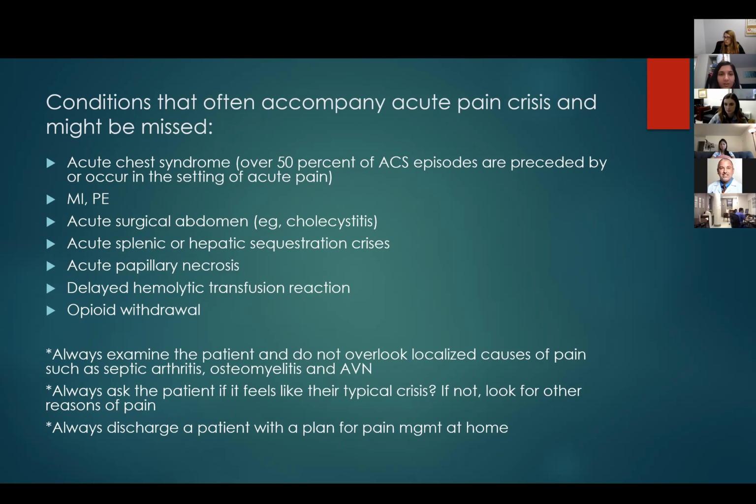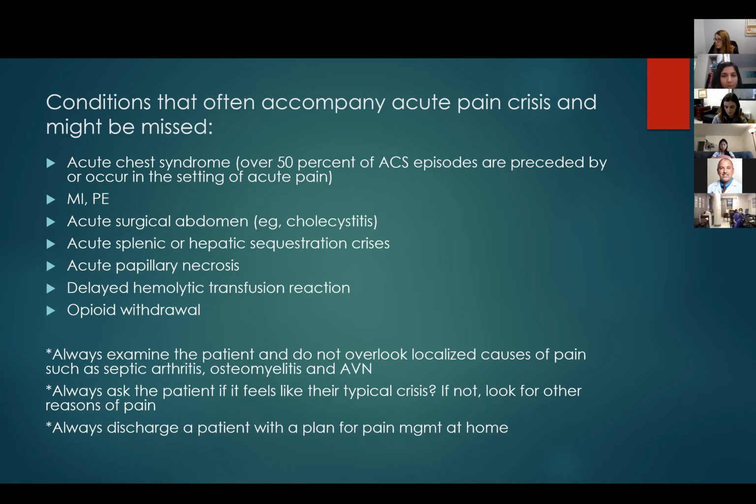Examine their abdomen. They're known to have complications like cholecystitis. They can have splenic or hepatic sequestration crisis, especially if they're also anemic from their baseline. If they're complaining of flank pain, think about acute papillary necrosis. And if they've received a recent blood transfusion, a delayed hemolytic transfusion reaction can present very similarly to a pain crisis, especially with back pain. And then sometimes it can be opioid withdrawal if they haven't been receiving the correct dose of opioids.